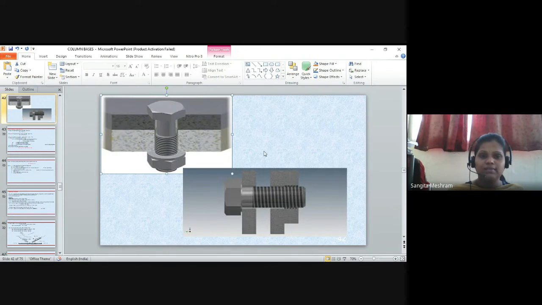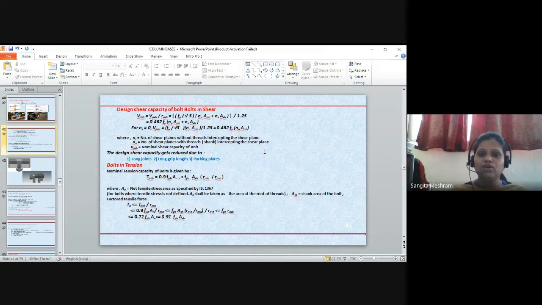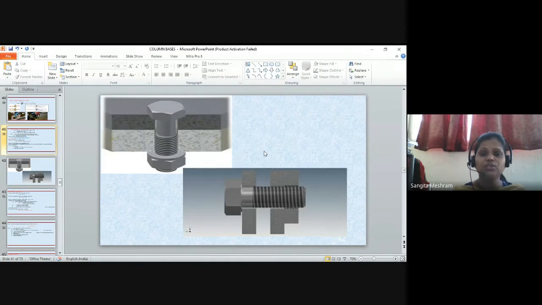Can anybody tell me? In case of shear capacity of bolt, if you want to find the shear strength, for that you require the NN and NS values. What is NN? Number of shear planes with threads, the number of shearing planes which cut the threaded section, and NS is shear planes without threads, meaning the plain section. We know that the bolt consists of the threaded portion and the plain section.